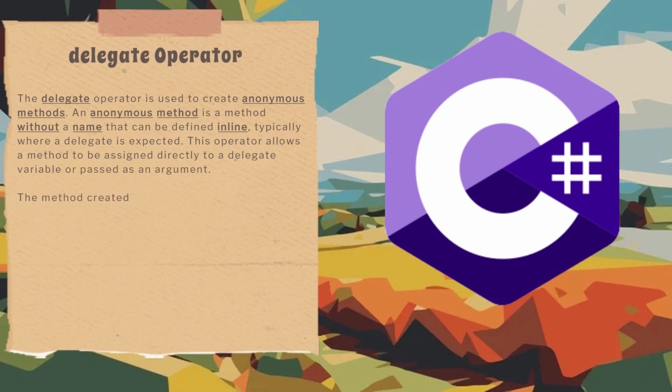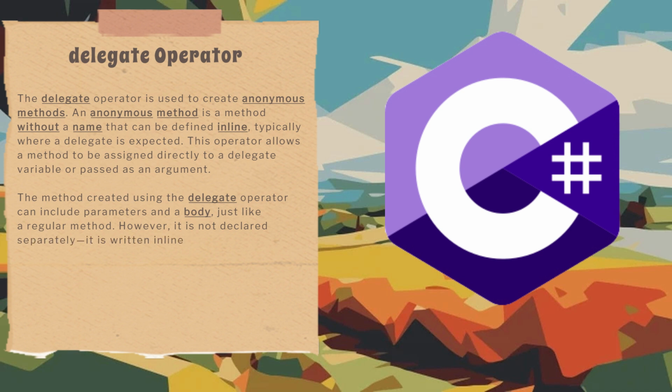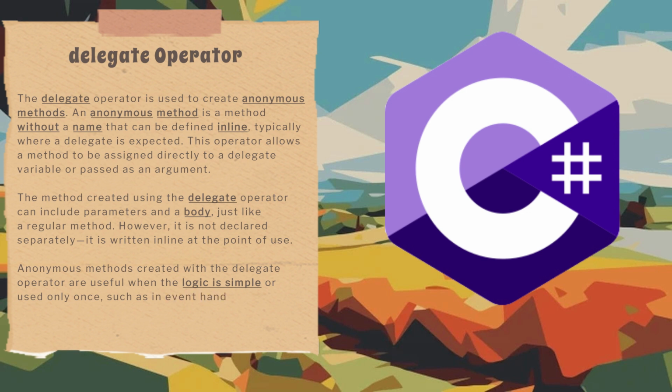The method created using the delegate operator can include parameters and a body, just like a regular method. However, it is not declared separately, it is written inline at the point of use. Anonymous methods created with the delegate operator are useful when the logic is simple or used only once, such as in event handlers or small callbacks.